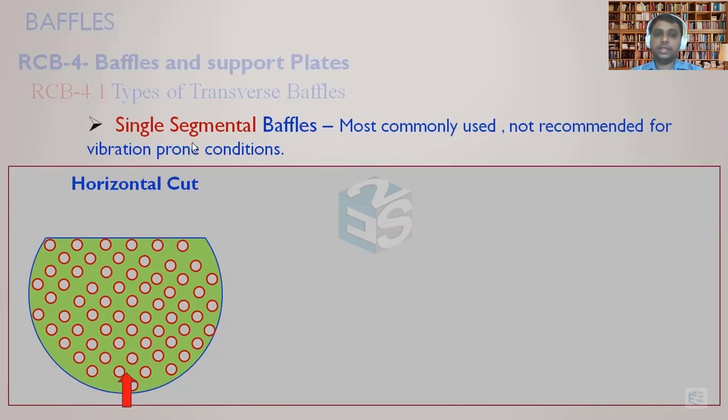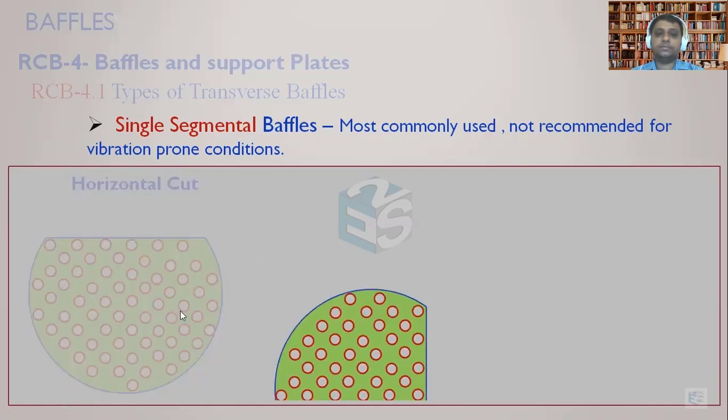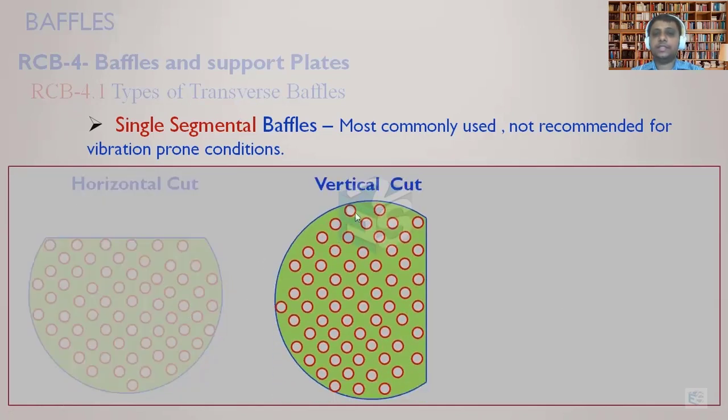Here in single segmented baffles, there are three types of cut. One is the horizontal cut. You can see over here, this cut is horizontal, and the flow direction would be like this. The flow will go like this, come down again from the bottom, go again, come up and come down. So there will be a zigzag kind of flow if there is a horizontal cut. Then the second one is a vertical cut.